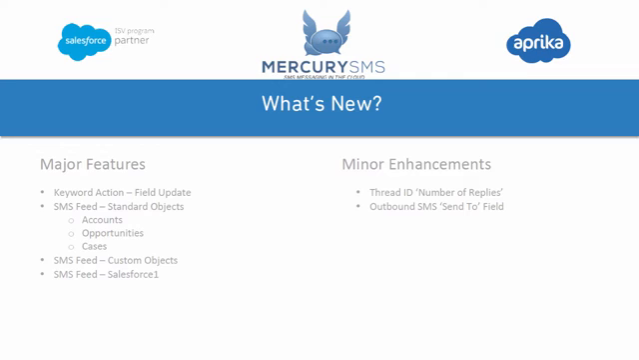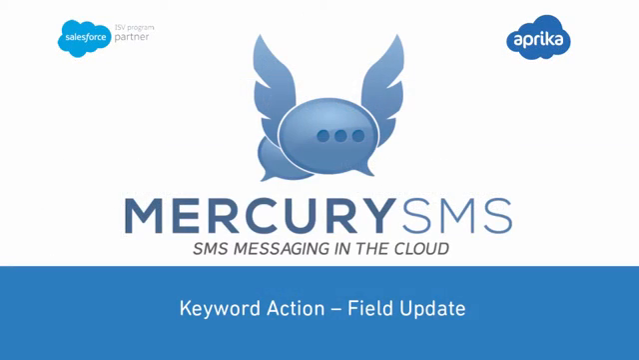So we can now use it on accounts, opportunities, and cases. And you can also make it available to use on any custom object, as well as using it on Salesforce One. We've also got a couple of minor enhancements, and we'll talk about those later on. So let's take a look at the new keyword action field update feature.